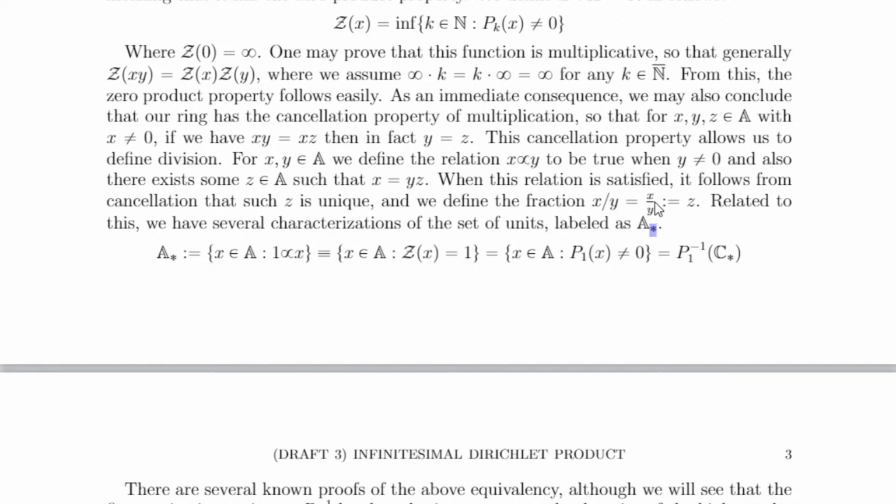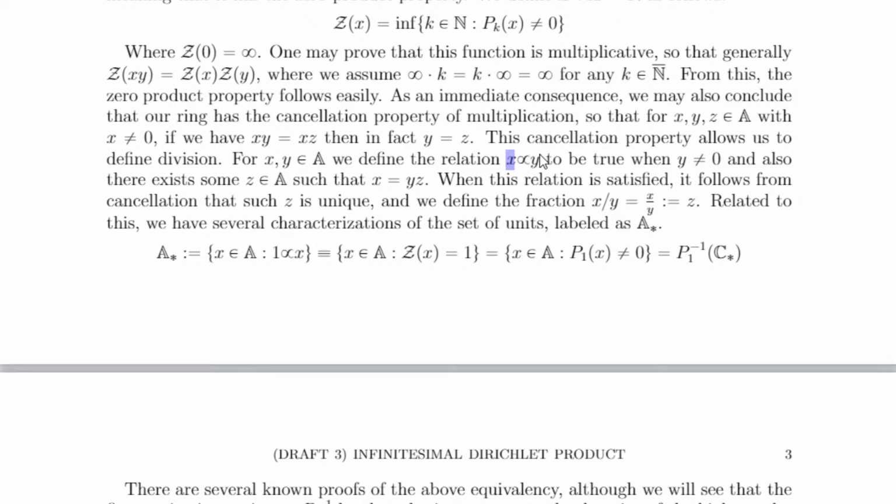But here we have some more exceptions, and we have a really nice characterization for them. Our A star, our set of units, is the set of all x in our A space such that 1 is proportional to x. So it's the set of all x such that 1 can be divided by x. And that makes sense, right? You can also think of this proportionality, x is proportional to y.